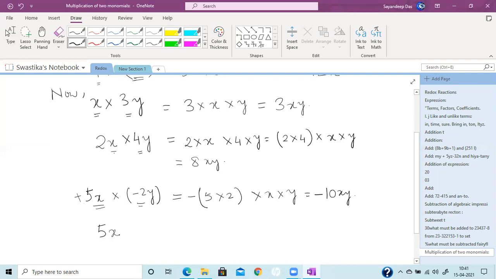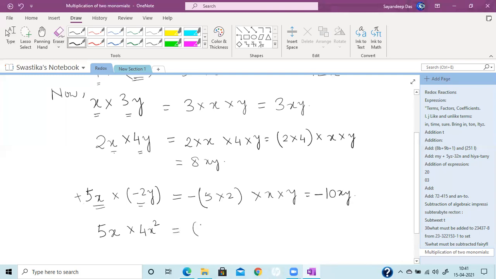Now we will try one more where the powers of x are different, for example, 5x into 4x squared. This is another multiplication of two monomials. Here one monomial is 5x, another monomial is 4x squared. In the first monomial, the power of x is 1, and in the second monomial, the power of x is equal to 2.